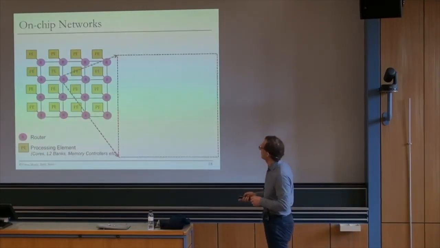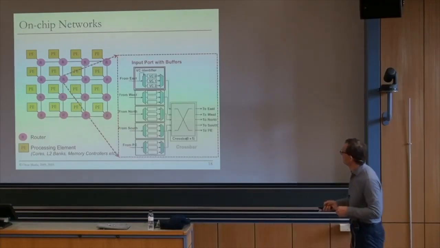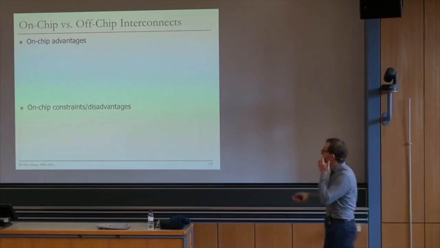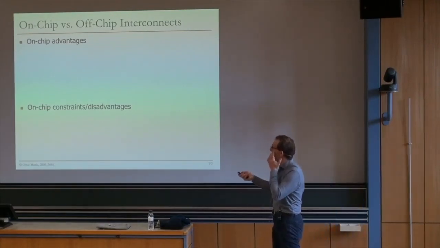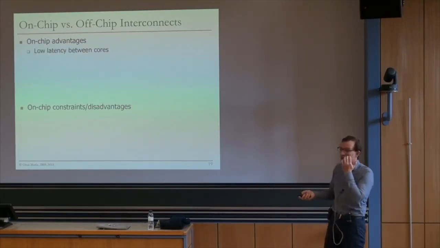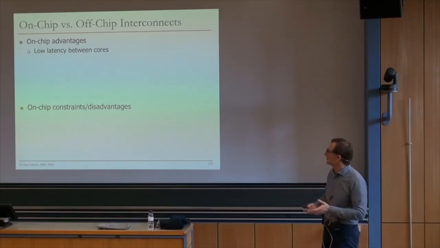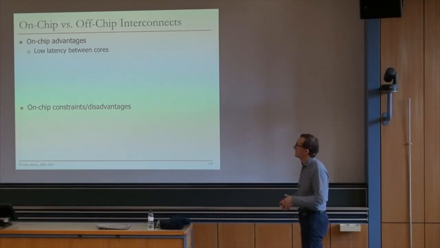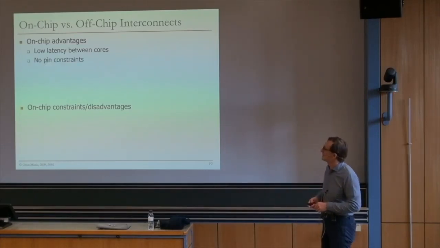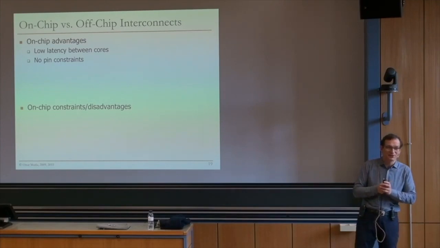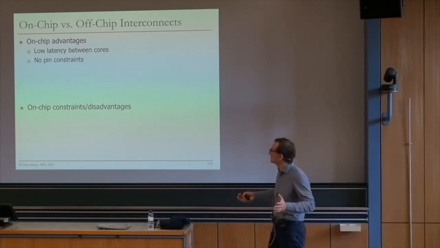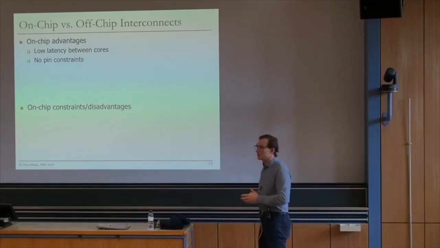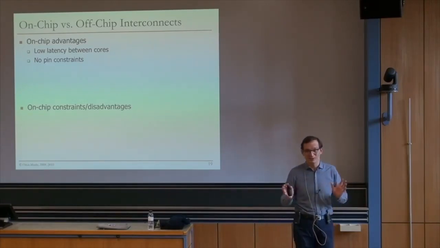So this is another picture over here, and this is the router that we've seen. It's very similar to what I showed you earlier. So let's talk about on-chip versus off-chip a little bit. There are advantages to on-chip, and there are disadvantages to on-chip also. Clearly, if you're on-chip, your latencies are much lower compared to off-chip interconnects. Off-chip interconnects are huge, and you have to go off-chip. So latency is a big difference. There are no pin constraints. That's actually a big difference between on-chip interconnects and off-chip interconnects. You're not going off-chip. As a result, no pin constraints, so your routers can be much more complicated, potentially.